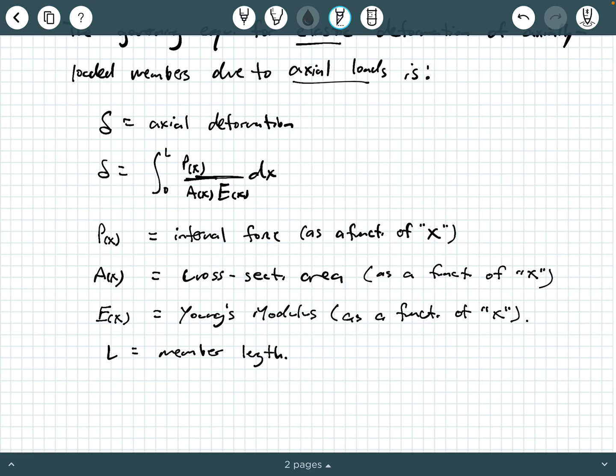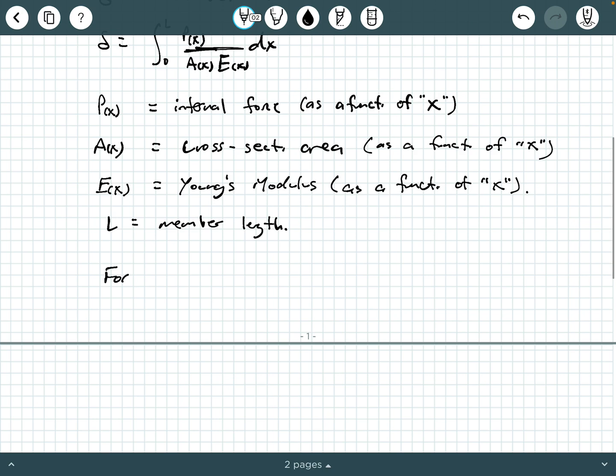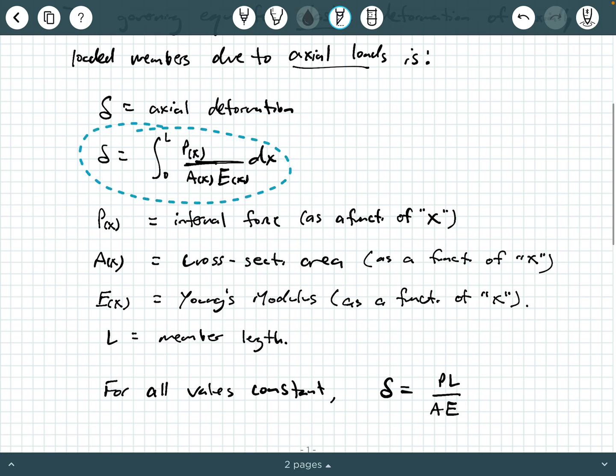Now, this is the general integral. Whenever each of these values is a constant and not a variable function, then this formula simplifies. So for all values constant, we'll have delta equals PL over AE. Okay, so this is a greatly simplified version of this integral formula. Of course the L comes out because when you integrate from 0 to L, the dx is your differential length, and so when you have everything constant, your dx just becomes the total length.